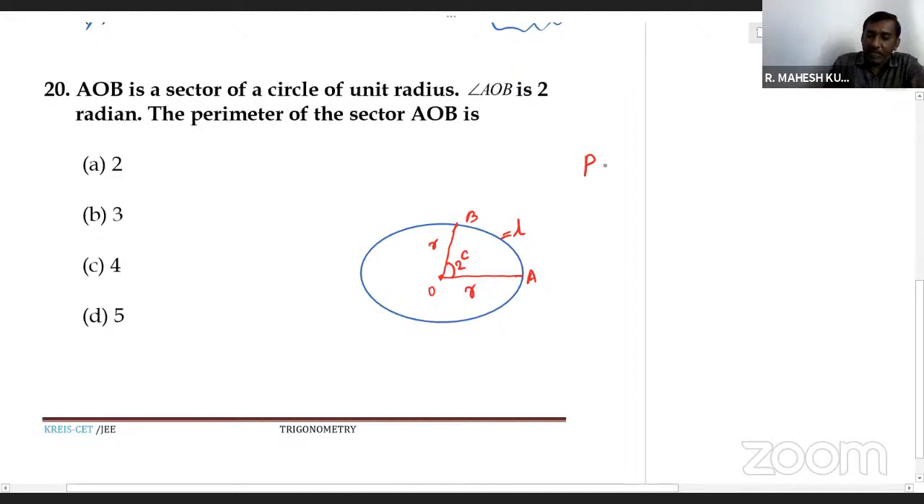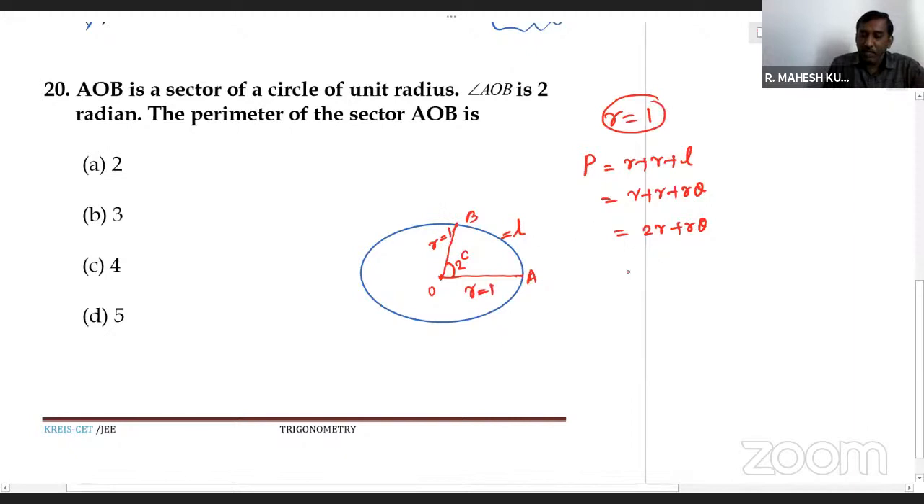So perimeter is nothing but R plus R plus L, and L is R theta. So it is going to be 2R plus R theta you get. AOB is a sector of a circle of unit radius. Understood? So radius is going to be unit radius. It is going to be 1 unit. That is given here. Radius is 1.